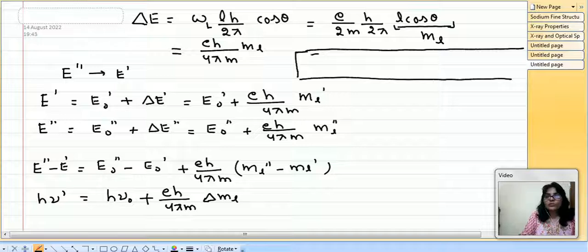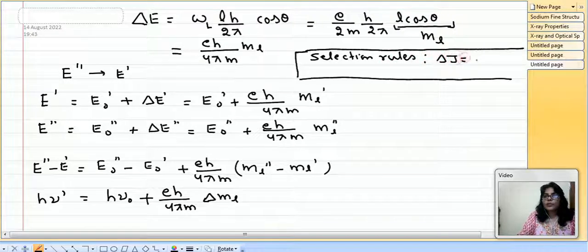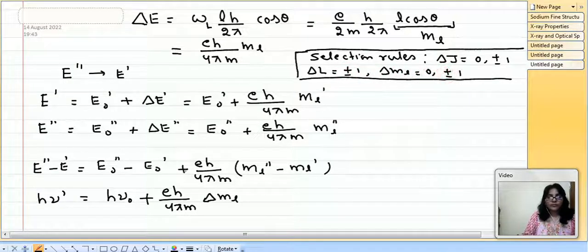So, selection rules. These rules are: delta J should be equal to 0 and plus minus 1. Then delta L should be equal to plus minus 1. Delta ML should be equal to 0, plus minus 1. So now you can see that delta ML can take only 3 different values.